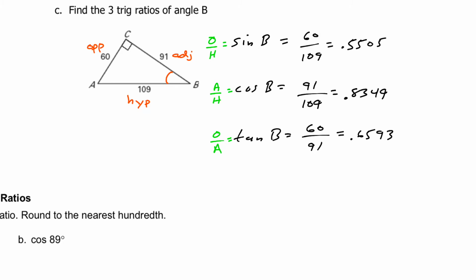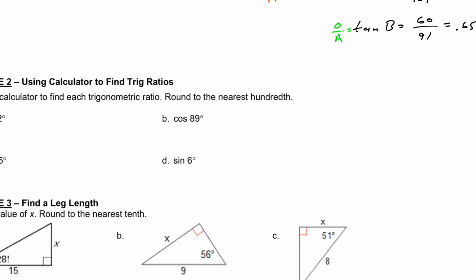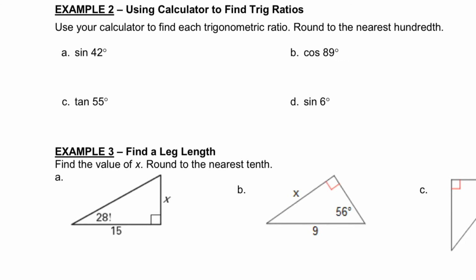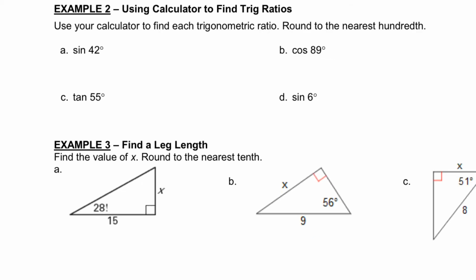Now let's move on to probably the easiest part of this lesson. So we're moving on to example 2. The directions for example 2 say to use your calculator to find each trig ratio, and to round your answer to the nearest hundredth, so you're going to want 2 digits after the decimal point, then you're going to round off.